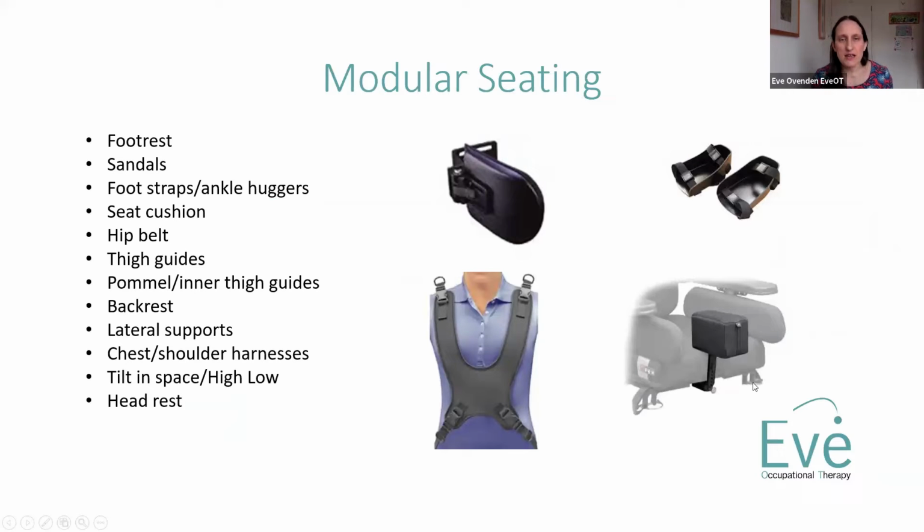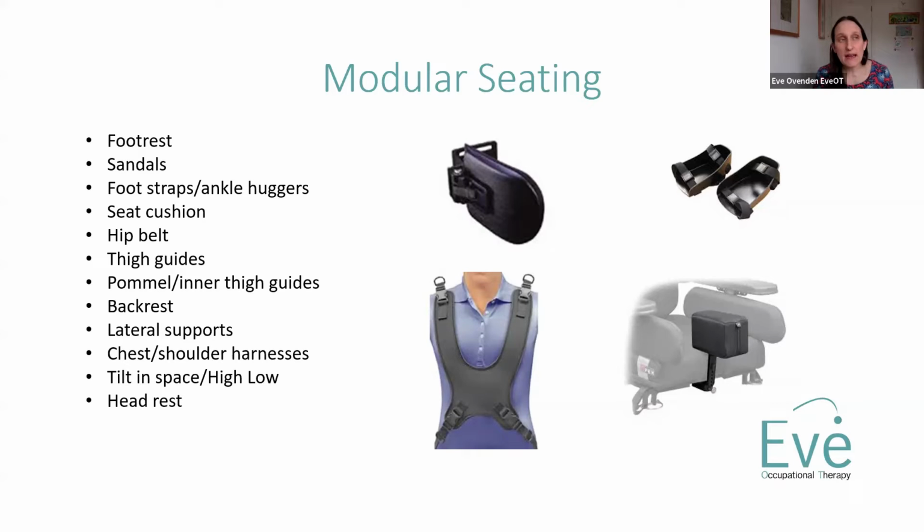Okay, so on modular seating, you have a number of different aspects to consider, and all these bits help you position the child in the most aligned position that you can achieve, but also provide them with the support that they need to do the activity, the occupation that the chair's designed for. So we have footrests and sandals, foot straps and ankle huggers. The seat cushion itself, in some of those, might have a well at the back to help prevent the bottom coming forward, or some moulding up between the legs to help support the hip position.